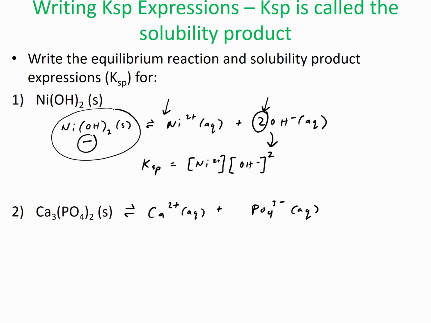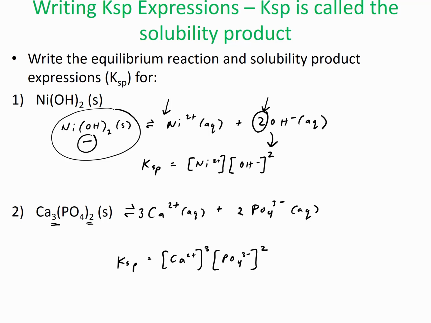So now we balance. So I have 3 calciums in the reactant, and I have 2 phosphate ions here. So Ksp is going to be the concentration of calcium cubed times the concentration of phosphate ions squared.